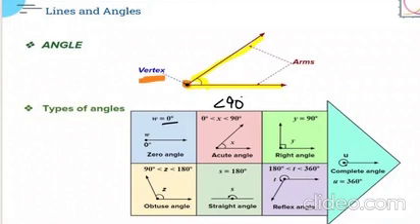Now what is a right angle? A right angle is exactly 90 degree. Then the obtuse angle. What is an obtuse angle?